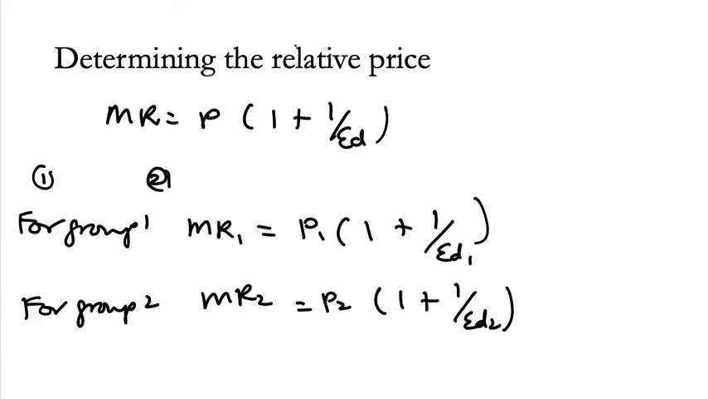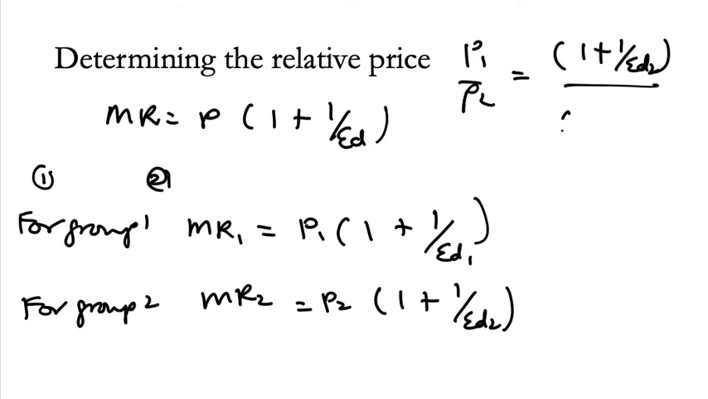Okay, so we want to find the relative prices so that we know, relatively speaking, should we charge group number 2 double the price of group number 1, for instance? So here, when you do the cross multiply, you get something like this: P1 over P2 equals what? So 1 plus 1 over ED2 over 1 plus 1 over ED1, isn't it?